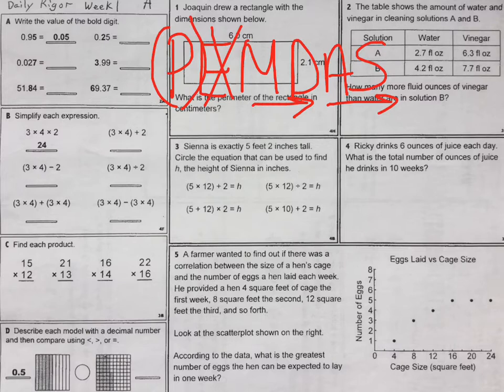Okay, so PEMDAS means we're going to do the parentheses first, and then we're going to look for multiplication and division from left to right, and then once all multiplication and division is done, it'll be addition and subtraction. But you have to remember, inside the parentheses, if there's only multiplication or addition, you're going to do that first. If there's subtraction, you're going to do that first. Whatever is inside the parentheses will be done first.